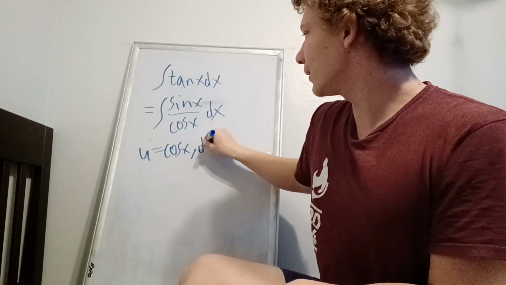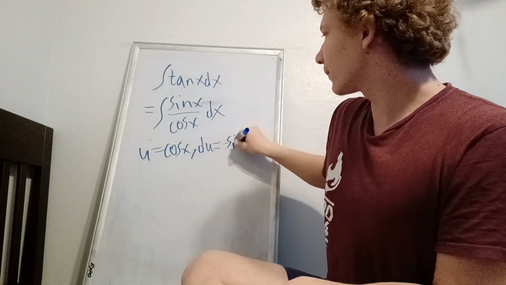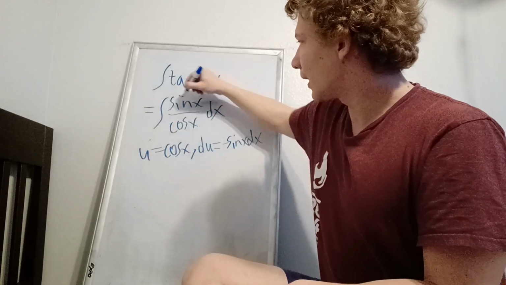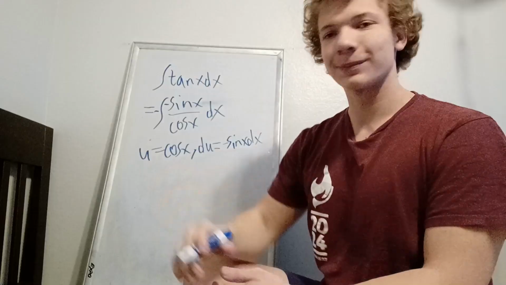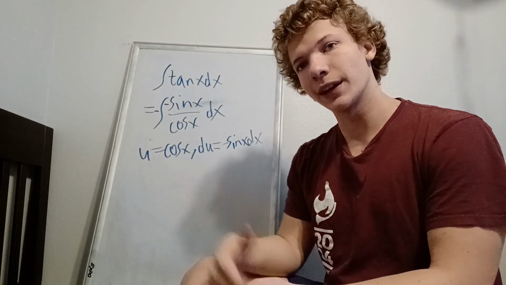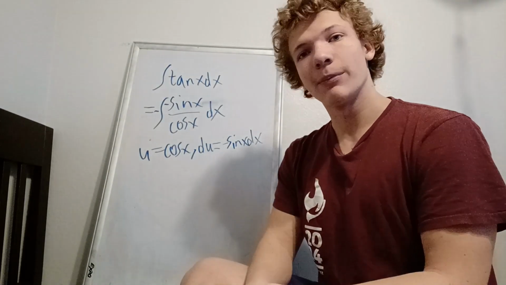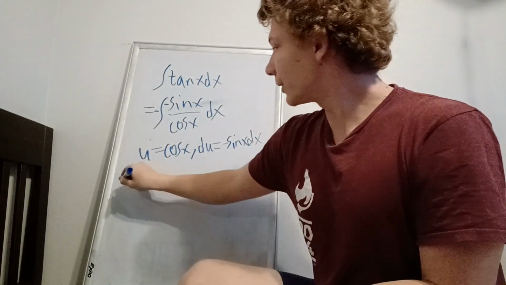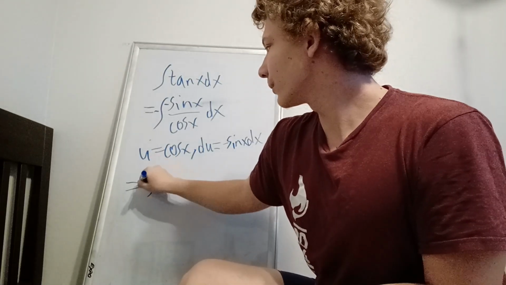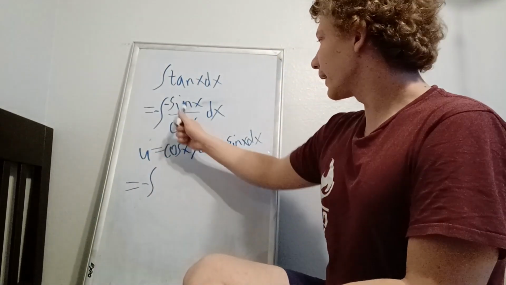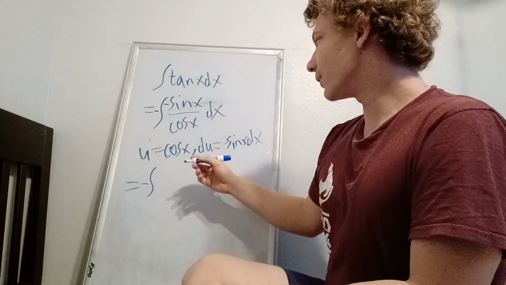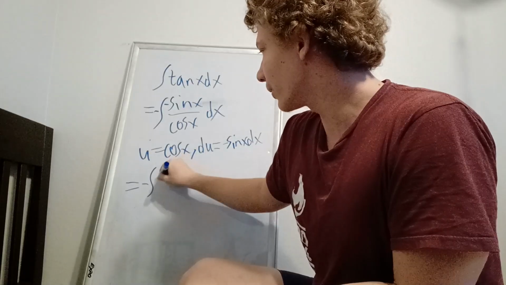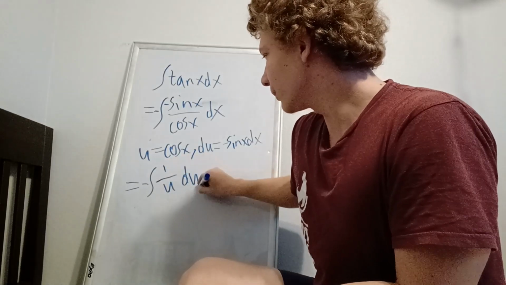And now our du is going to be negative sine x dx. And of course we have sine x dx right here, and we can turn it into negative by doing this. Just putting a negative inside and a negative outside. They'll cancel in the end, but it'll help for our u substitution here. So this is going to be the integral, negative of course, negative sine x dx is just going to be du, and then we have 1 over cosine, which is 1 over u. So it's going to be 1 over u du.